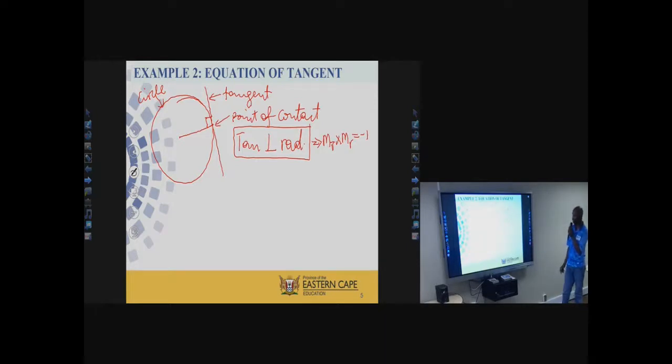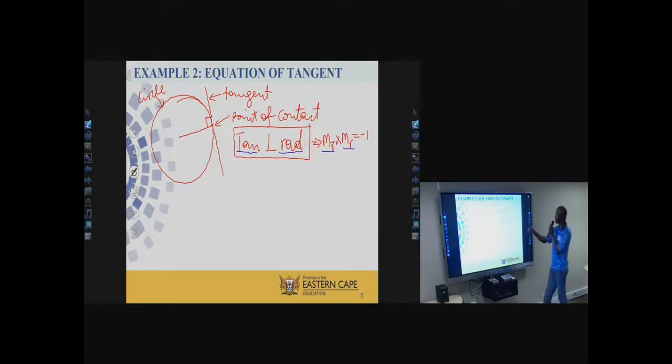Why is that the case? It is simply because of what we said, that the product of the gradients of perpendicular lines is negative 1, which means when you multiply two gradients, that is the gradients of these lines, the two lines are perpendicular to each other, and you multiply those two gradients, you must always get a negative 1. Therefore, if the tangent is perpendicular to a radius, it means that when you multiply the gradient of a tangent and the gradient of a radius, you must get a negative 1 because the two lines are perpendicular to each other.